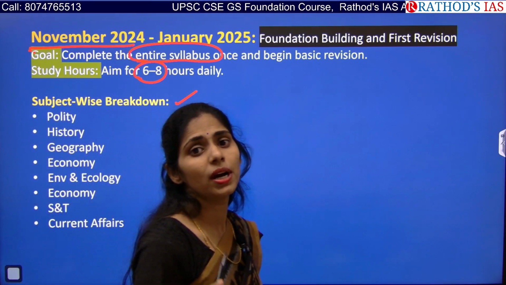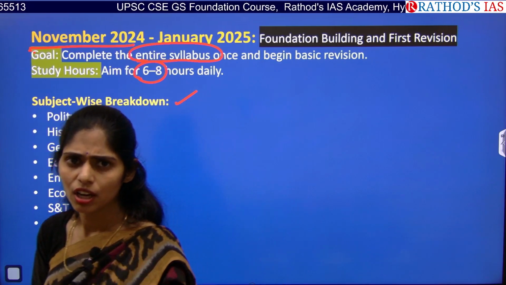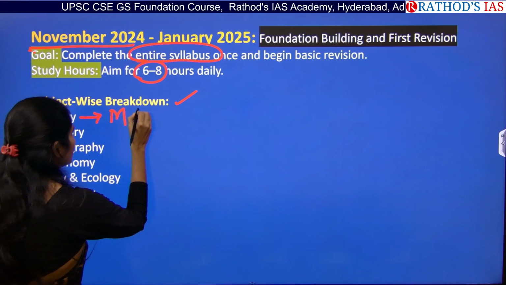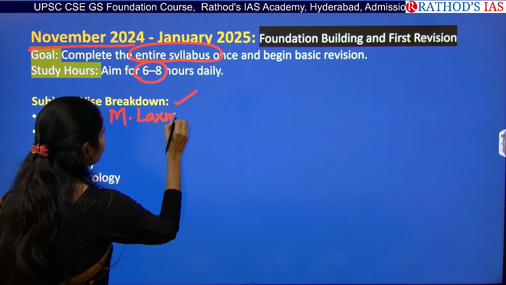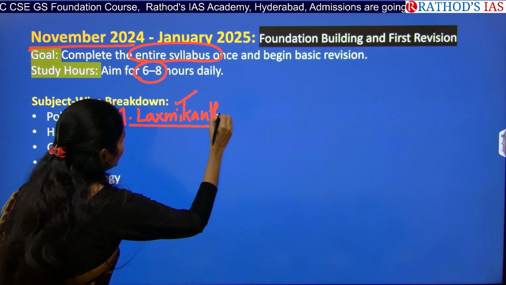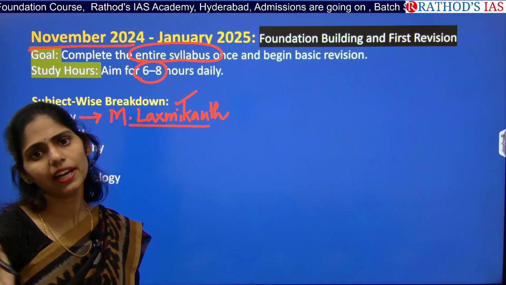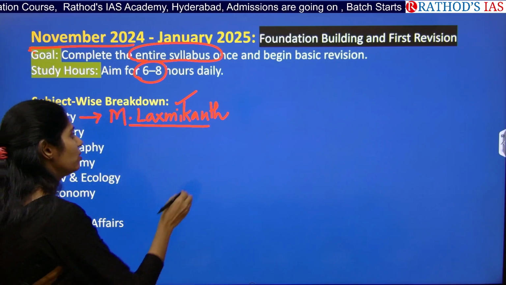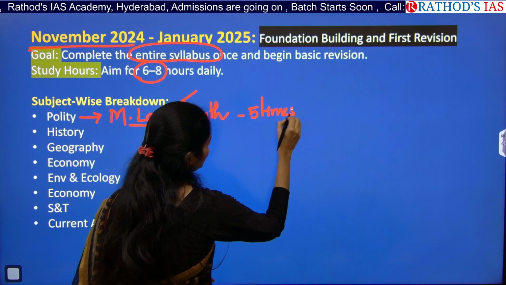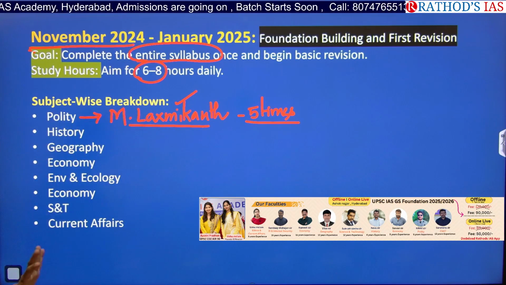Try to keep your resources minimum. Only one book for one subject is more than enough. For your polity, only one book, that is M. Lakshmikant. You have to focus on this book and cover it cover to cover. You have to read each and every page of Lakshmikant, and we require at least 5 times of revision before your examination, guys. Remember this for sure. So only one book, Lakshmikant, for your polity.